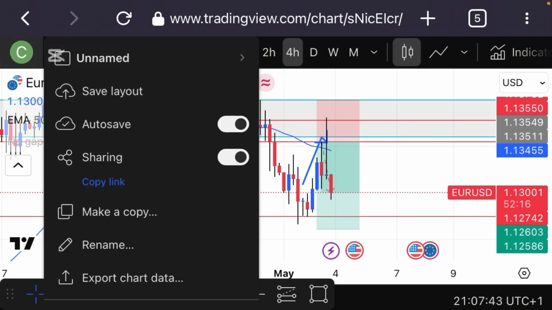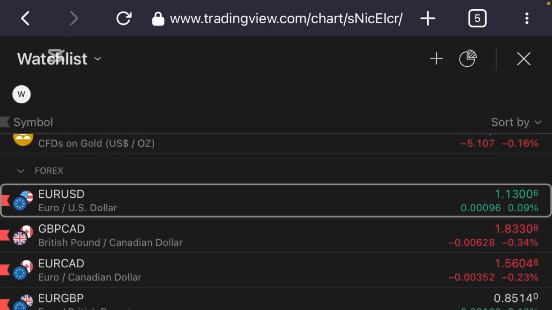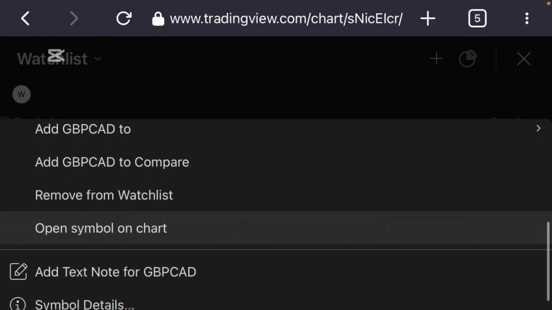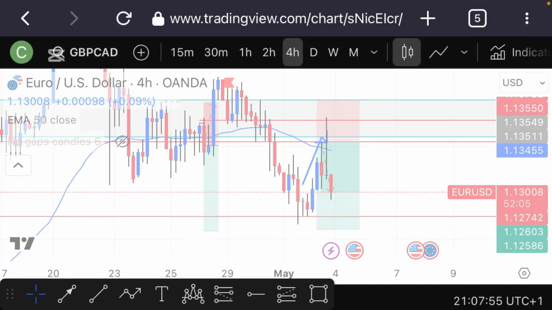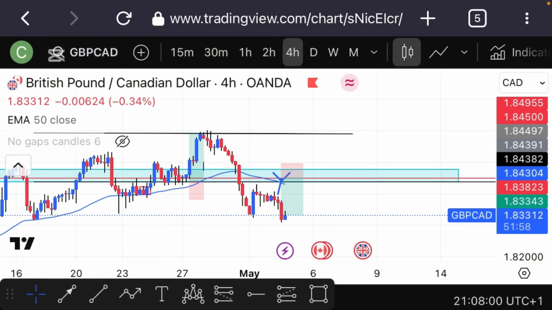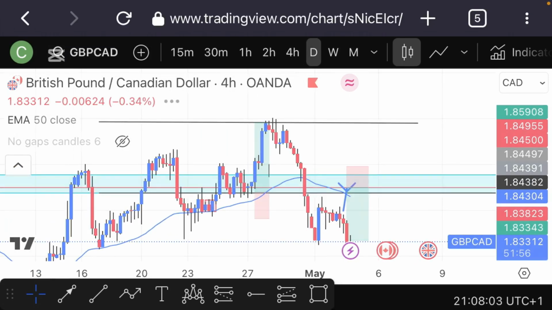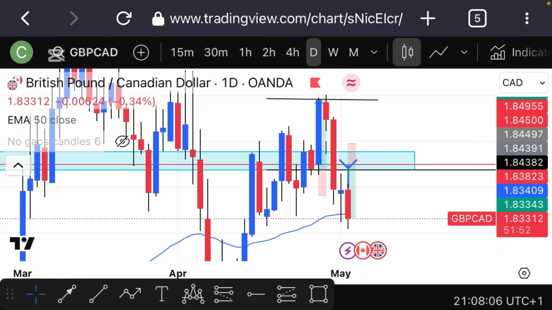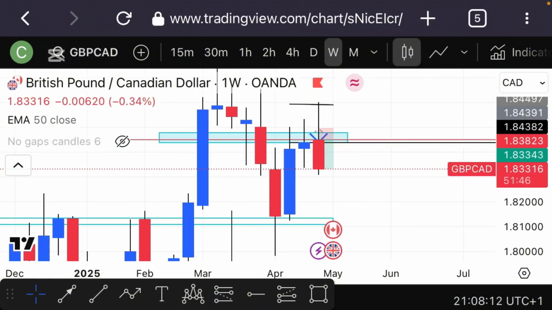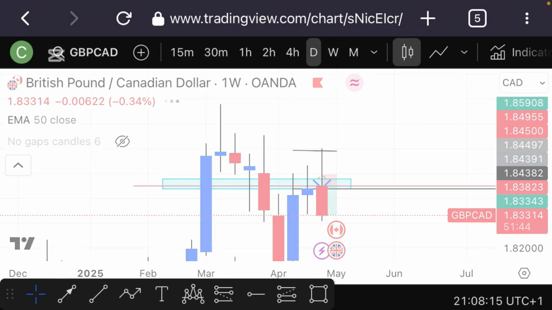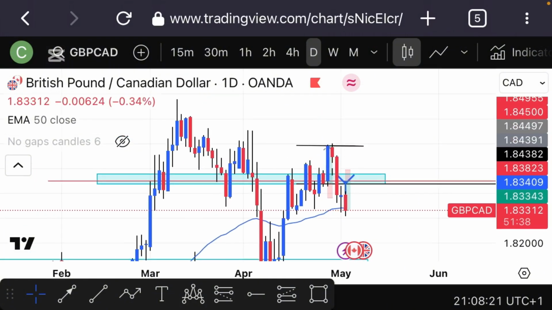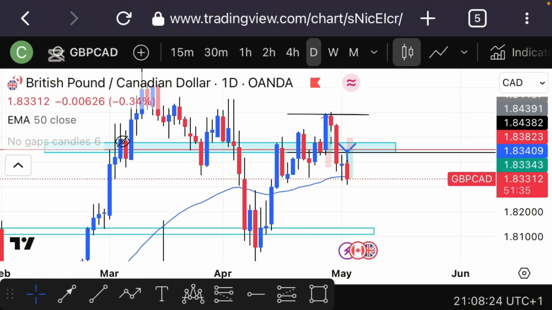Then the other market that I was also interested in was GBP/CAD. With GBP/CAD I was also interested in buys, but since it didn't play out the way I wanted, I didn't enter it. On the weekly we are bullish. Then on the daily, also we were bullish when I was analyzing this market.